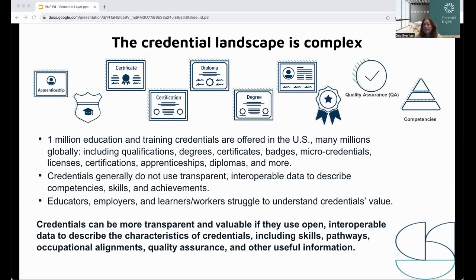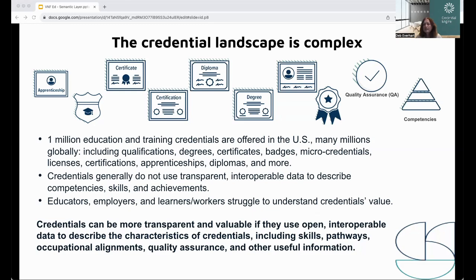And why do we do this? Because the number and types of credentials are growing faster than anyone's ability to make sense of them. Our research has identified over 1 million credentials offered in the US. And how can anyone understand how to navigate among that many different diverse credentials? It's a dynamic marketplace where these credentials vary greatly in content, quality, and value. And it's often unclear whether credentials align to jobs or represent relevant skills.